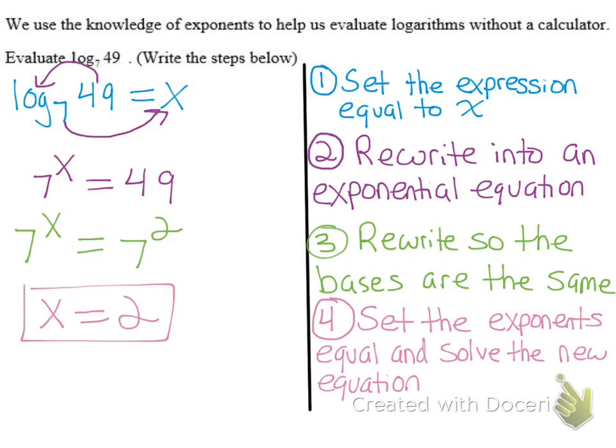Very good. Again, 4 quick steps. Set the expression equal to 0, rewrite into an exponential equation, rewrite so that we have the same bases, and then set your exponents equal and solve. Nothing crazy here, hopefully. Hopefully you guys are doing okay. Make sure you have all 4 of these steps written down.